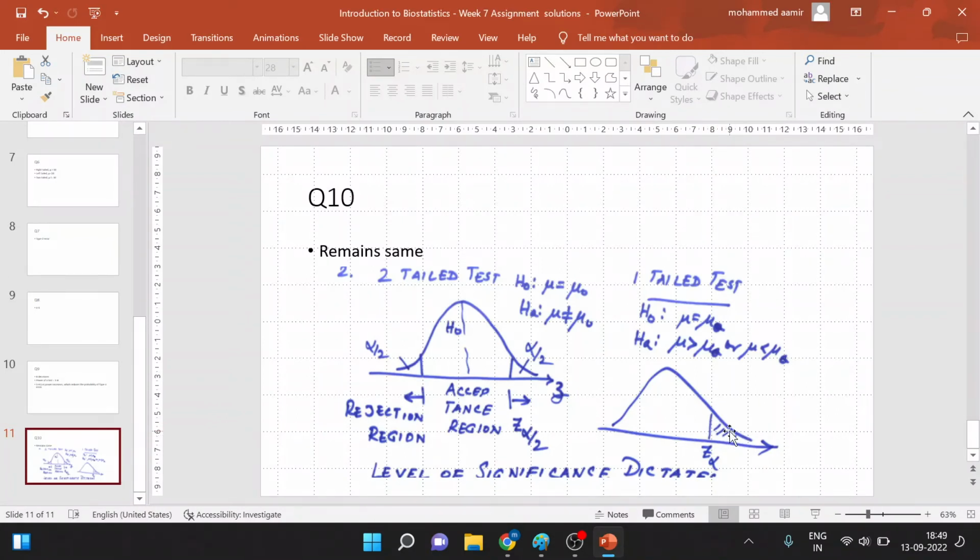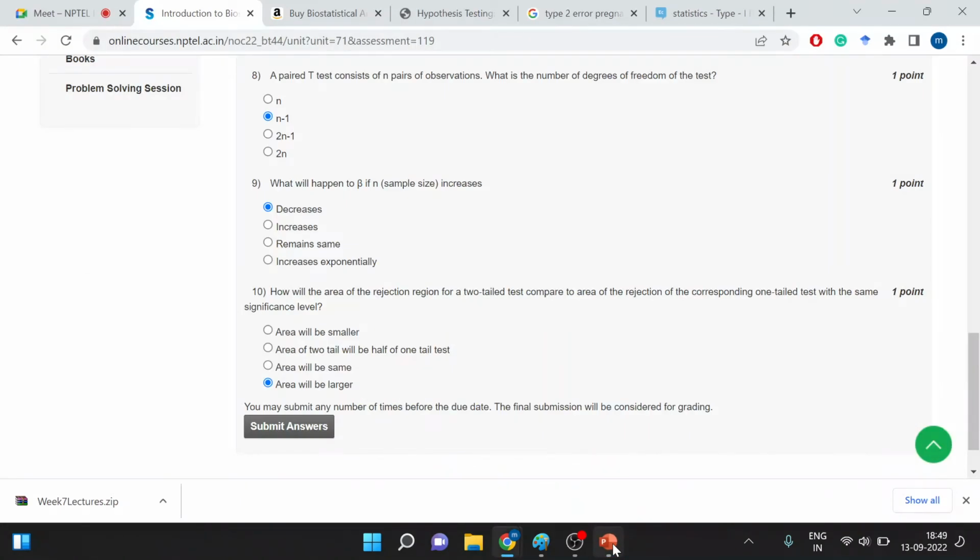Both these areas, if you add these two areas on this side and this side for a two-tailed test, will be equal to the area on this side. So they will be the same. Yeah, the area will remain the same. Don't look at what I've marked here, he is asking for the area. Yeah, the area will be the same.